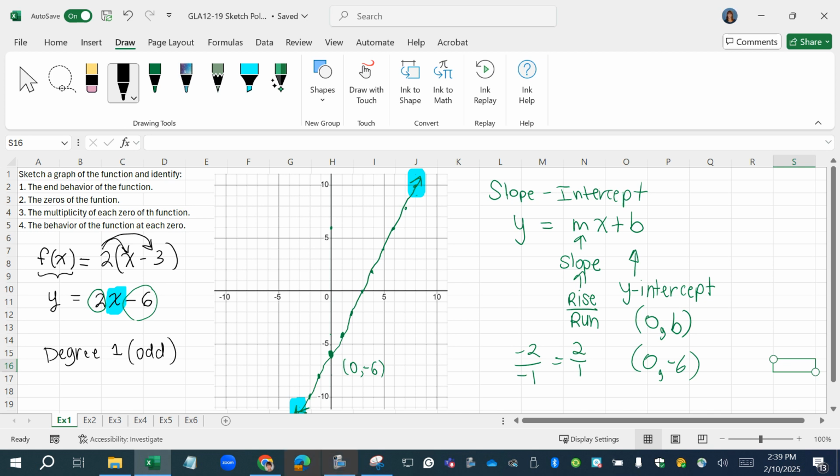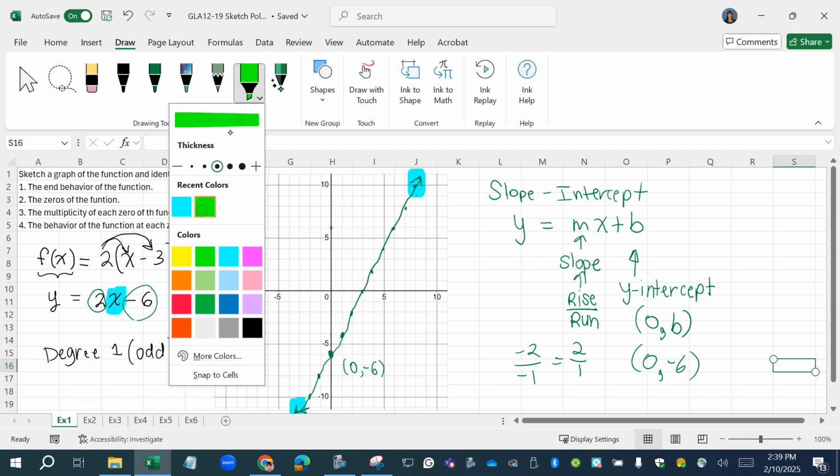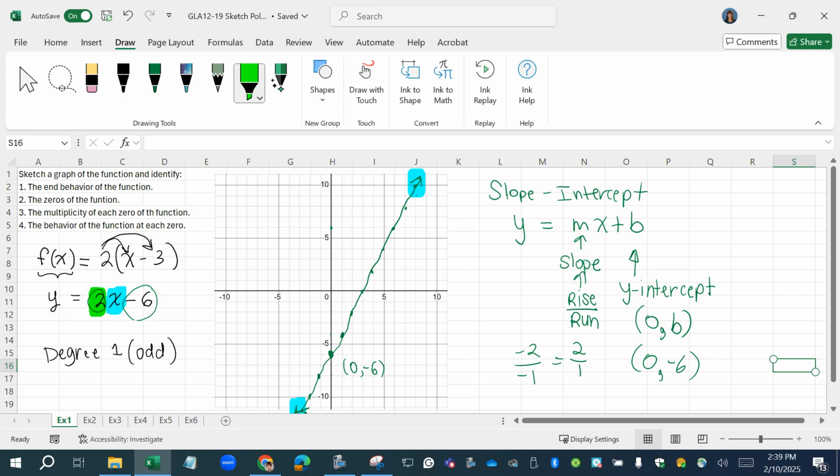Also, notice that the left end is down while the right end is up. We read graphs from left to right just like we read words and sentences from left to right in the English language. Reading this graph left to right, the line is increasing upwards. And notice that our slope is positive. So with a positive slope combined with an odd degree, we would know ahead of time that the left end should be down and the right end should be up.